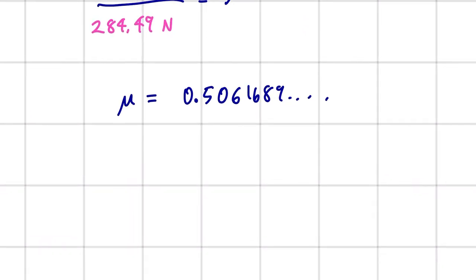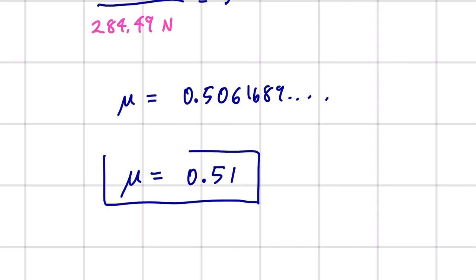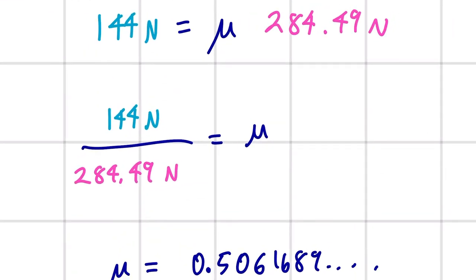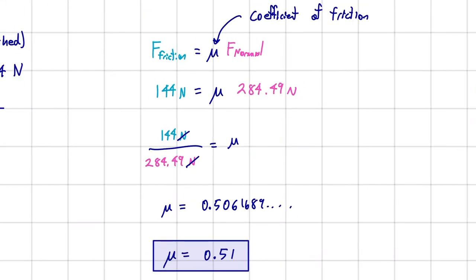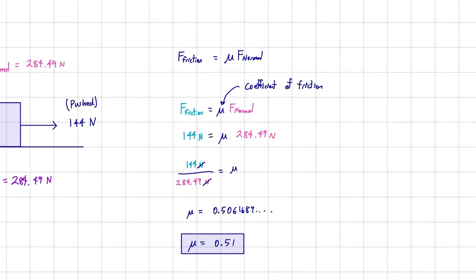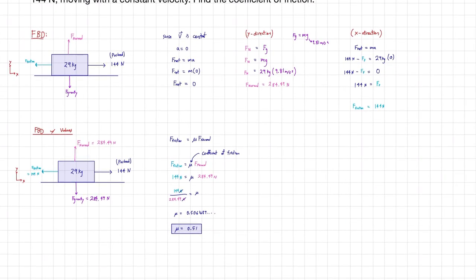So for our final answer here, I'm going to write this. It's 0.51. And mu is unitless. So the coefficient of friction is unitless. And we can see that because our units here of newtons, they cancel out. And that is the solution to this problem.